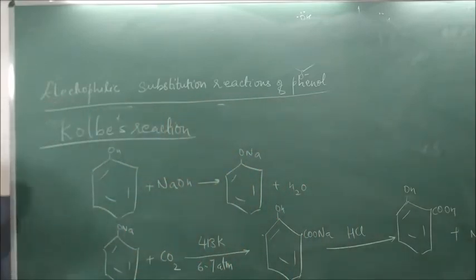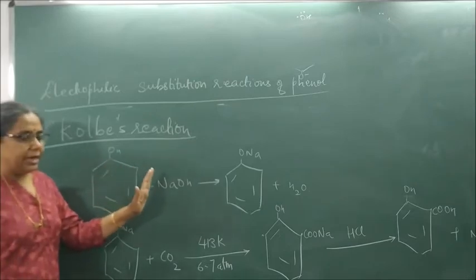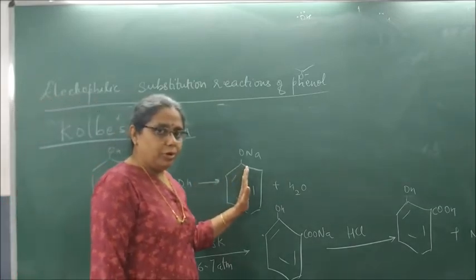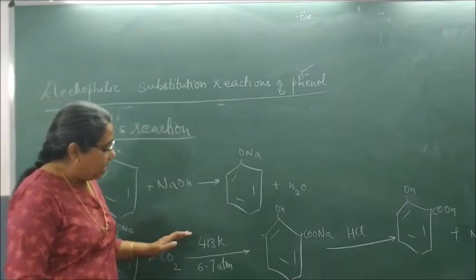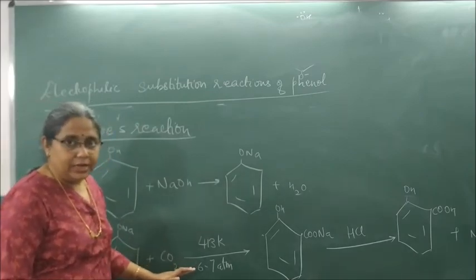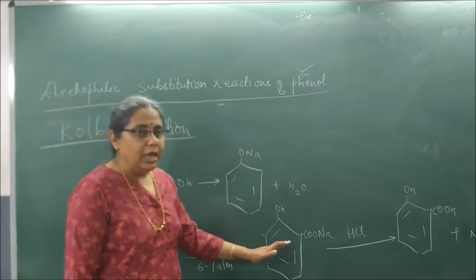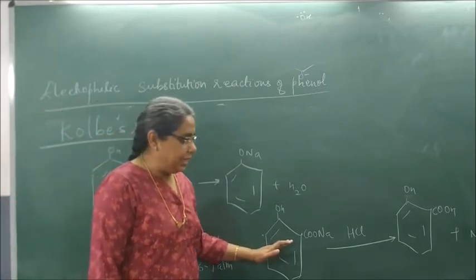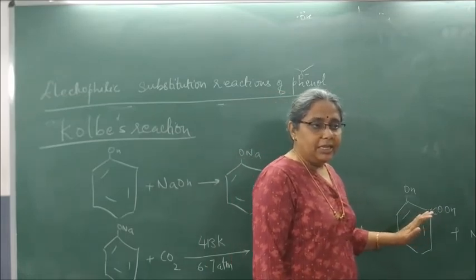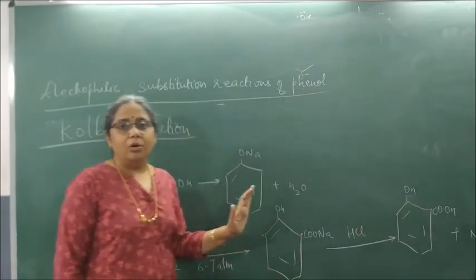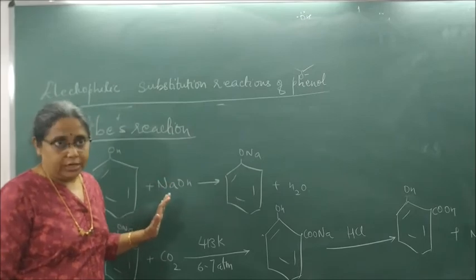It takes place in 3 steps. Phenol reacts with NaOH to form sodium phenate. Sodium phenate, when it reacts with carbon dioxide at 413 Kelvin and 6 to 7 atmospheric pressure, it forms what? Sodium salicylate. Sodium salicylate, when it is treated with HCl, it forms salicylic acid. This is how you are supposed to learn it.